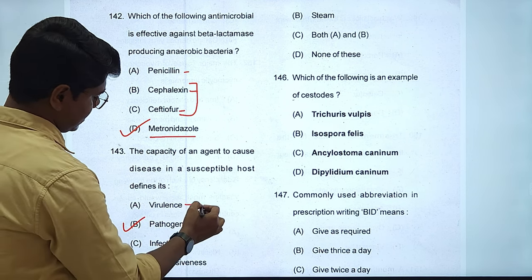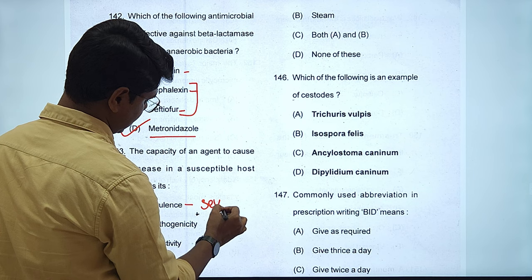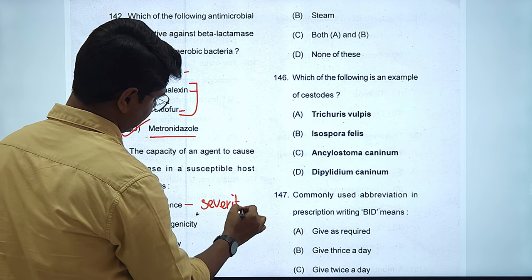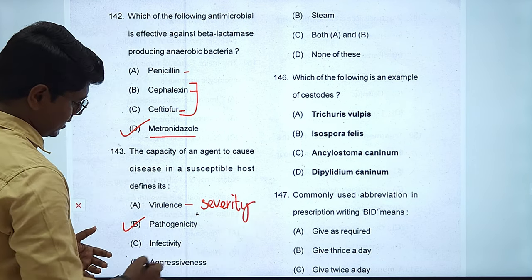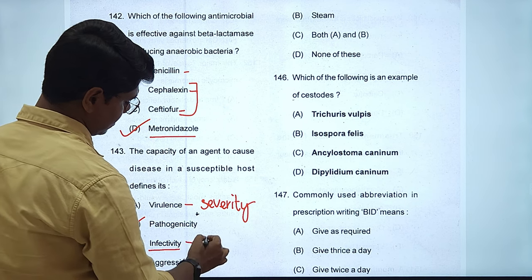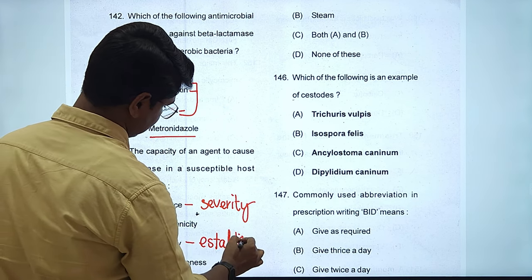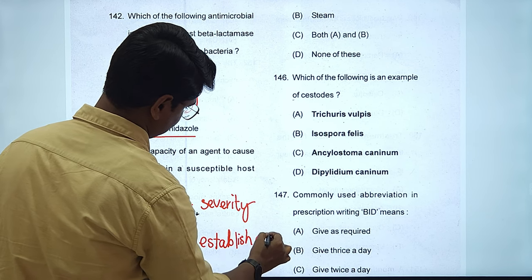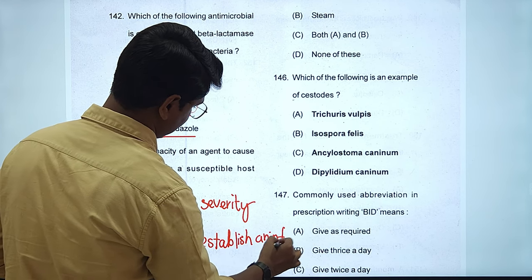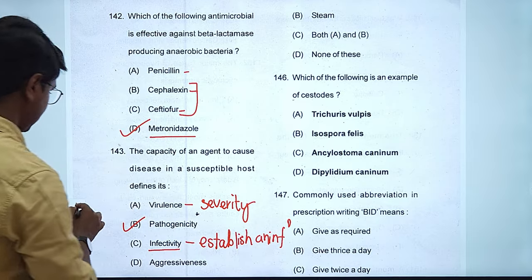The capacity of an agent to cause disease in a susceptible host defines its pathogenicity. Virulence is defined as severity of disease, how severe this agent can produce the disease. Infectivity means the ability to establish an infection. Next question.